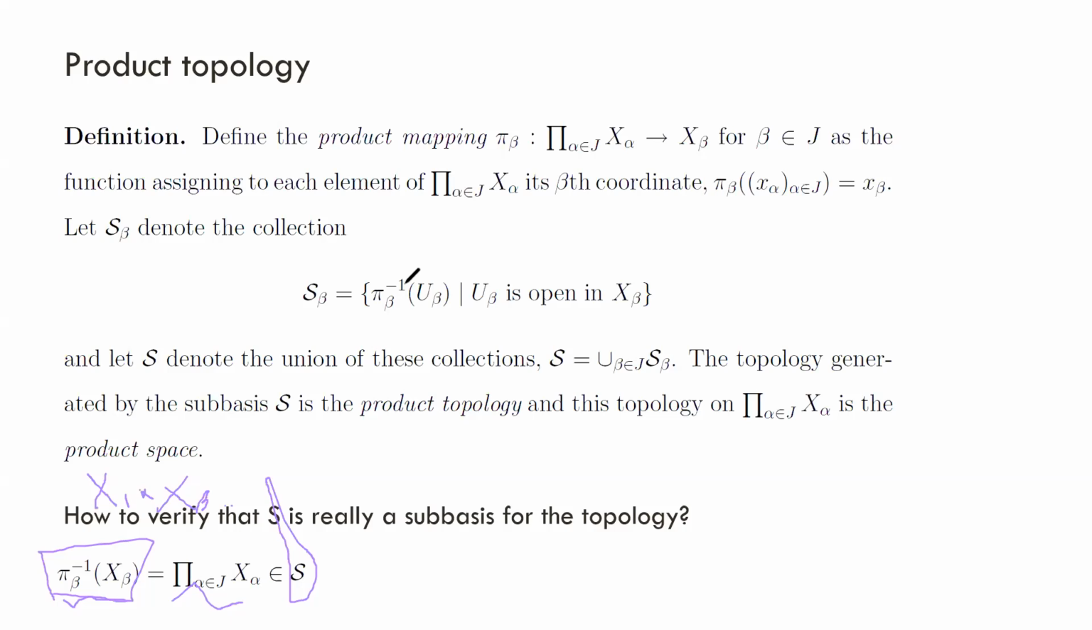Yes. Is it the Cartesian product of X alpha? Yeah, it's the product of everything. You multiply everything. Maybe you can call this by another name, let's call it capital X at this moment. Okay. And then if you want to show that this kind of thing, little pi beta inverse of X beta, forms a subbasis, right?